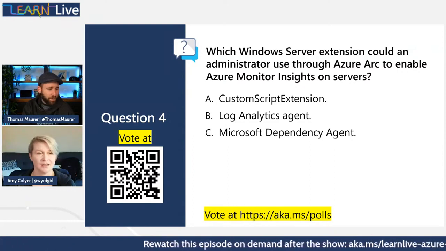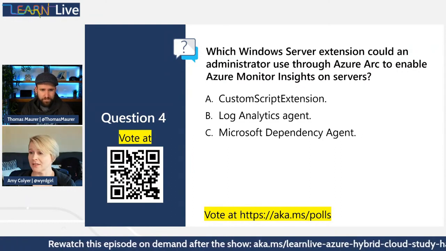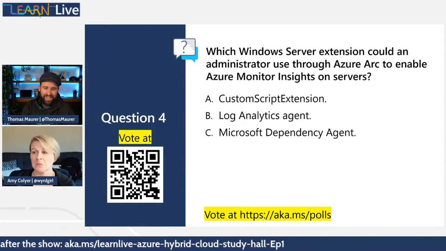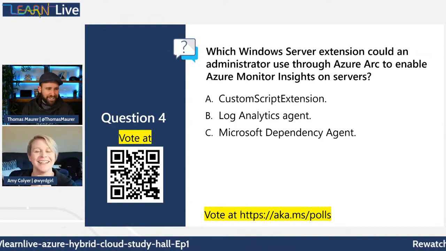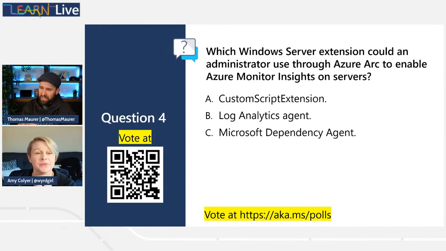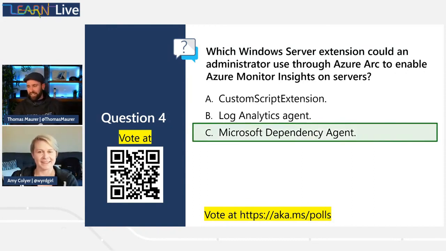What does our audience say, by the way? They're kind of split. Three for log analytics, three for dependency agent, one for custom script. It's again a very mean, tricky question. If you're joining today and you selected a couple of wrong answers, don't question yourself. Those are really tricky questions, and I did not make these questions up. We take no responsibility. Let's see what it is. And it's C, the dependency agent.